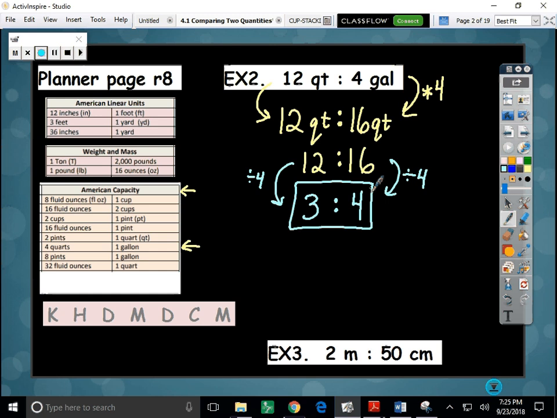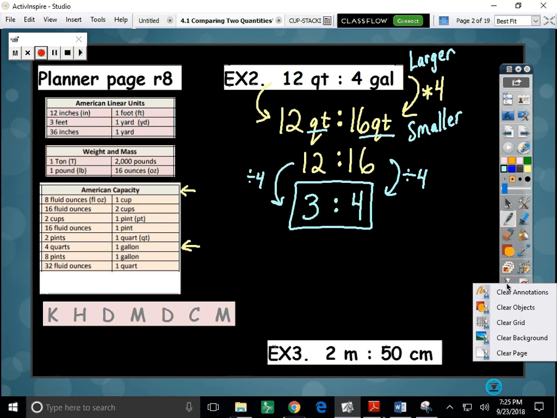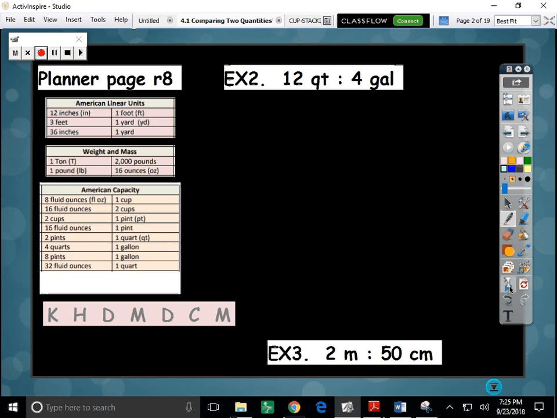So again, remember, first we need like units. And I always start with a larger quantity and I multiply to get to a smaller set of units. That way there's never a question about whether you're multiplying or dividing, because I have students that kind of guess between those two operations. You'll always know. Let's go ahead then and clear this and try our third example.